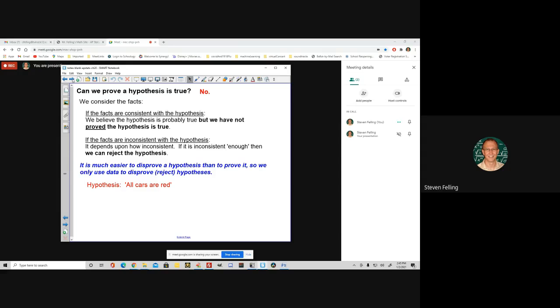On the other hand, what is the opposite of all cars being red? That would be that not all cars are red. It's actually easy to show that all cars are red is false, because all I need to do is go out to the student parking lot and find one car that isn't red. Then that evidence means I can clearly reject the hypothesis that all cars are red. So it's much, much easier to reject a hypothesis than it is to prove a hypothesis. And so in this class, we never prove hypotheses, we reject hypotheses.